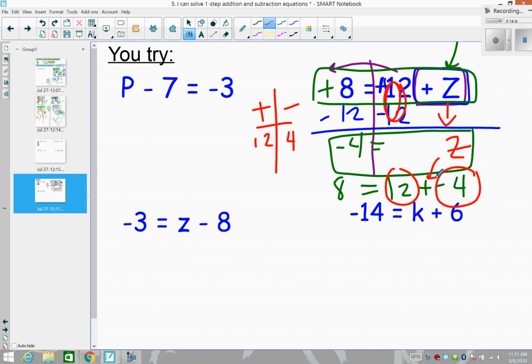and notice this doesn't say opposite, so I don't have to worry about that, that would be +8. Yes, that's it. So the right side and the left side would equal each other. 8 equals 8. So we know that -4 is the solution, the correct answer for z.